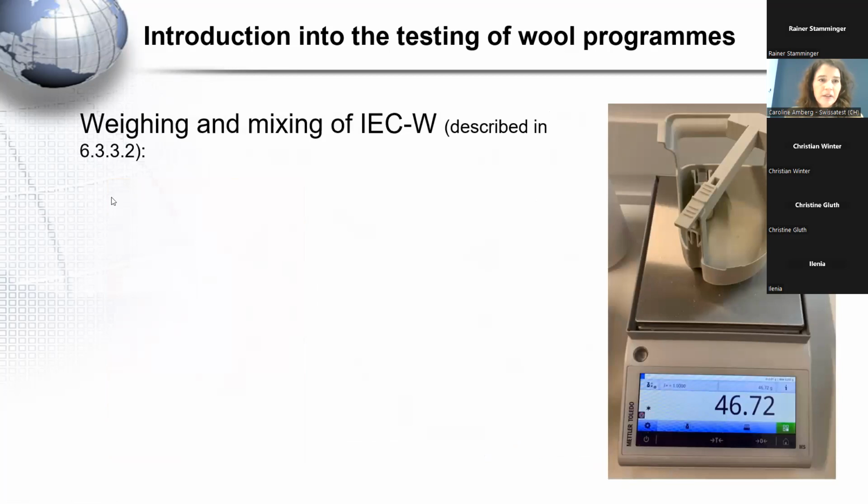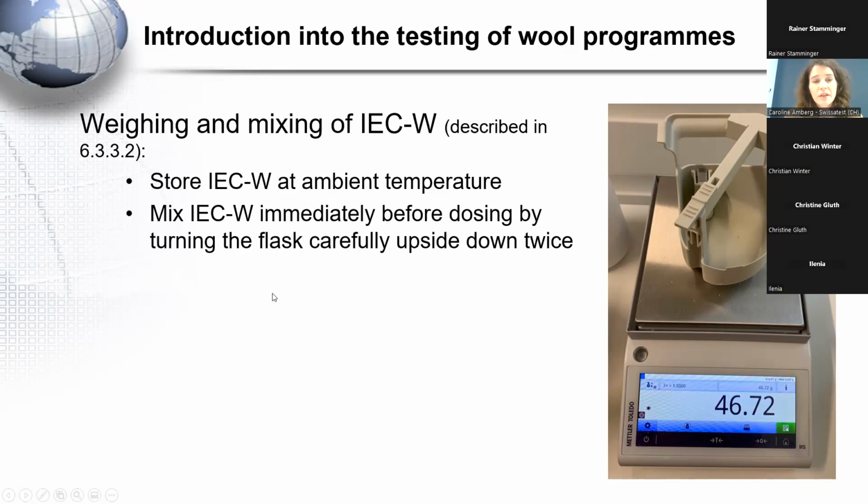Good. Then weighing and mixing of this wool detergent. First of all, some words to the storage. It should be stored at ambient temperature. It should also be stored in the dark, so don't put it somewhere below the window. It should be in a shelf. And before you use it, you mix it immediately before use. You turn it 2 times upside down.